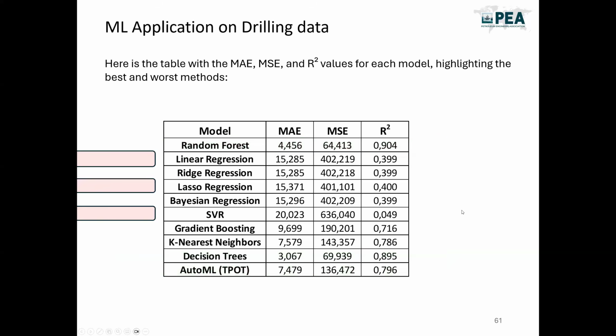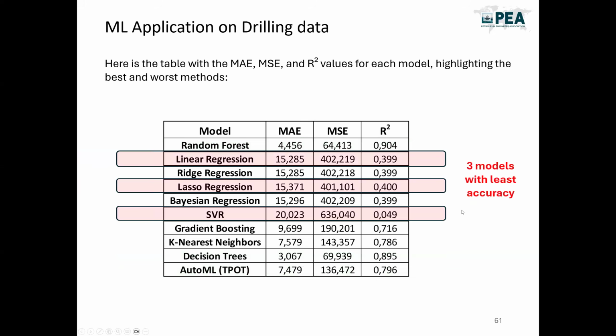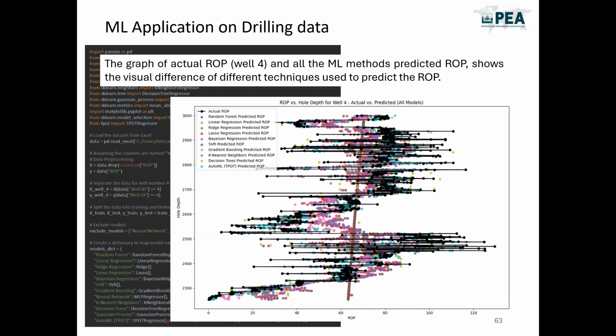And if you want to see which are the 3 models with the least accuracy, then we need to look for the ones where R2 is small and these 2 are big. So it is linear regression, lasso regression, and SVR, which are not that accurate for this data set. And then this was the one that I showed you after running the code.